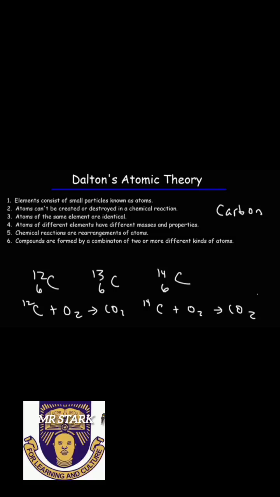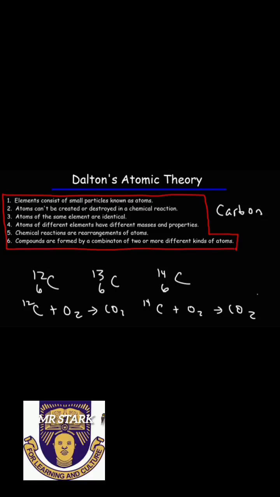So that's the basic idea behind John Dalton's atomic theory. He believed that elements were composed of tiny particles known as atoms, and that these atoms are indivisible. He believed that they can't be created or destroyed in a chemical reaction, and that atoms of the same element are identical, they have the same masses, they share the same chemical properties, and atoms of different elements have different masses and different chemical properties.